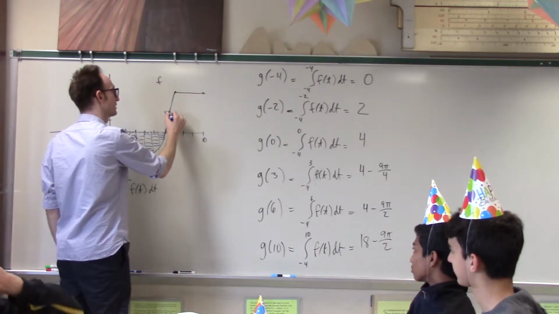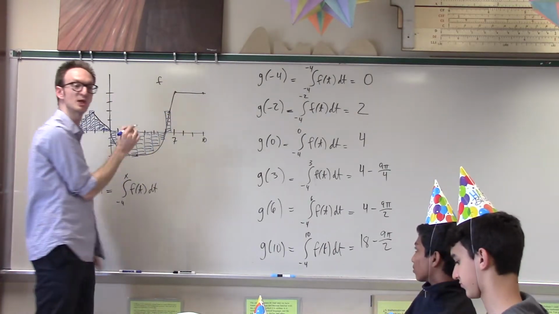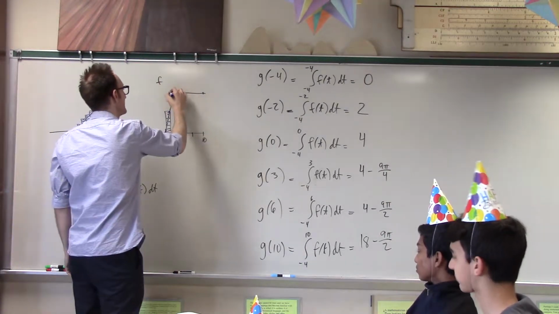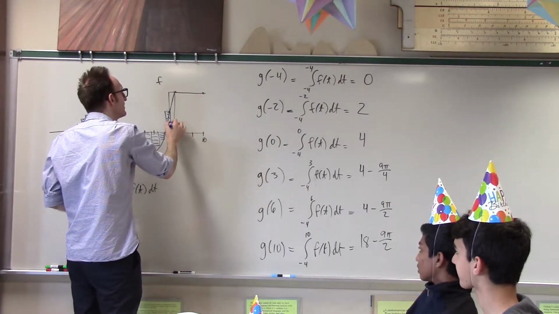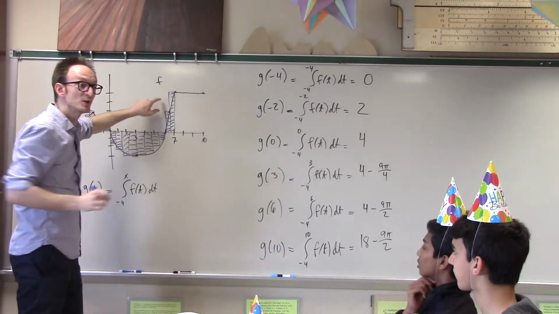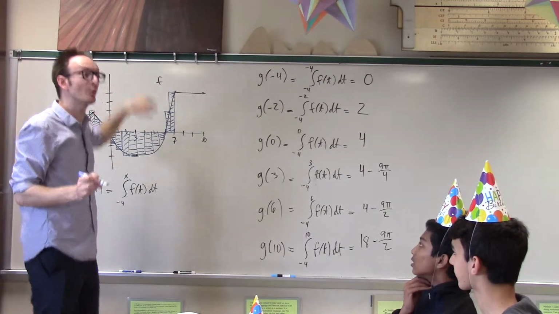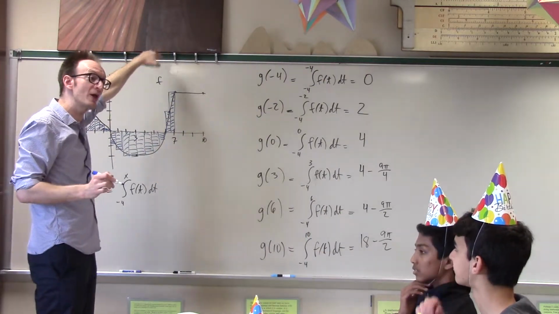Now I add another little rectangle. What just happened to G? It got bigger. And now if I add another little rectangle, what just happened that second? G got bigger, but it got bigger at a faster rate because I've added a taller thing.